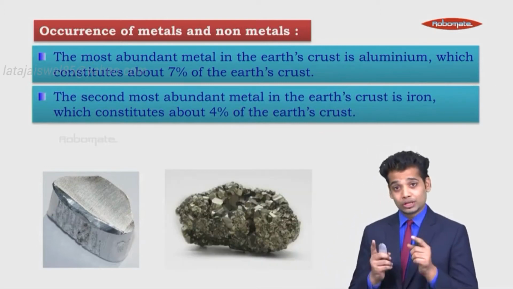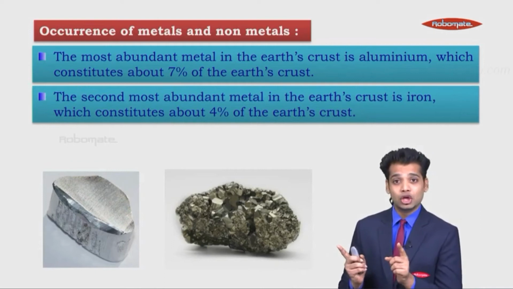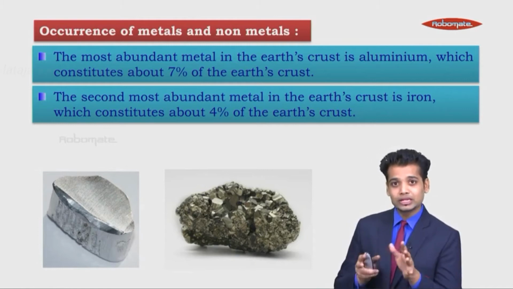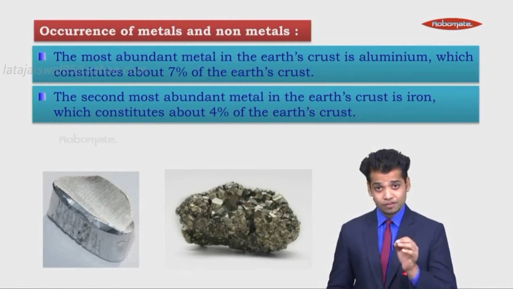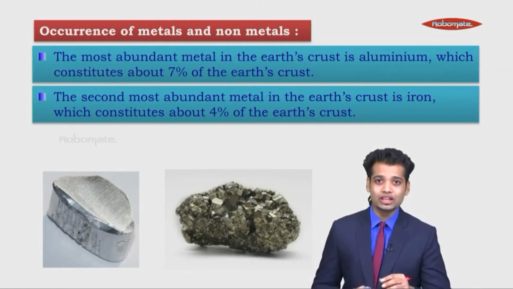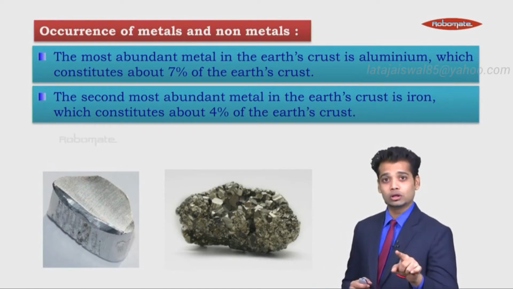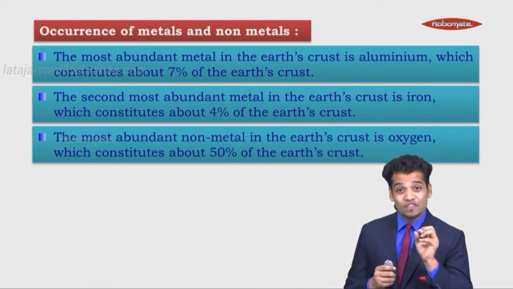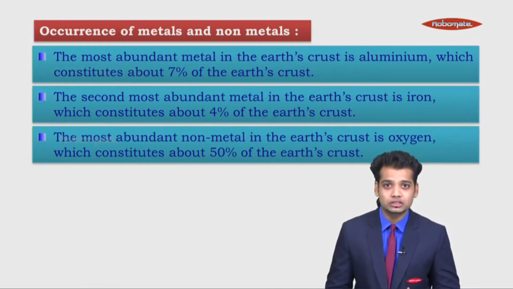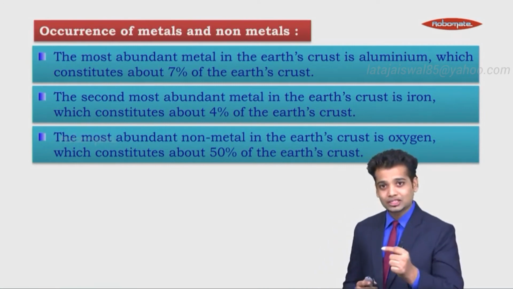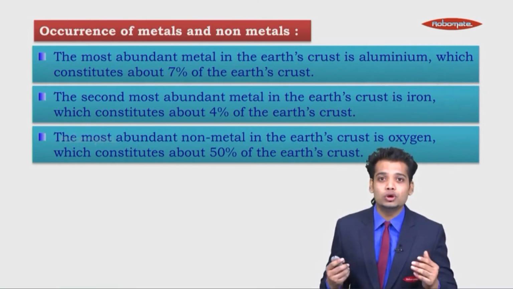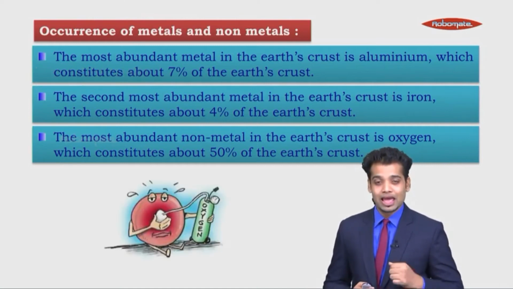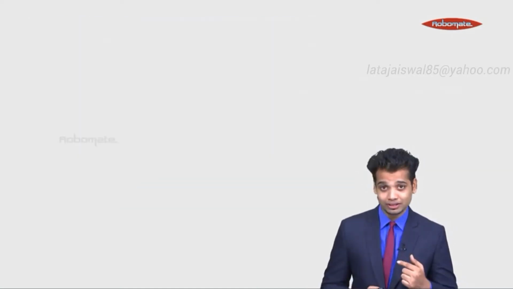In the images below, you can see aluminium and iron. You can see the texture is different. Hence, we can distinguish between metals. But if you think metals rule in quantity, you are wrong. Because a non-metal, that is oxygen, constitutes 50% of the Earth's crust. You know how? Because it reacts with all the metals to form corresponding oxides. Hence, it is in higher quantity. The same oxygen that we breathe in.